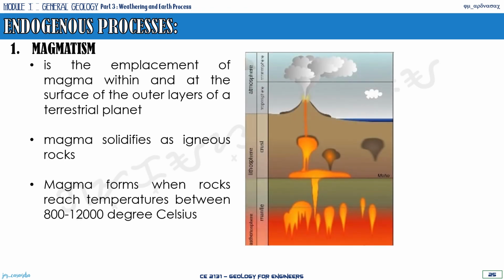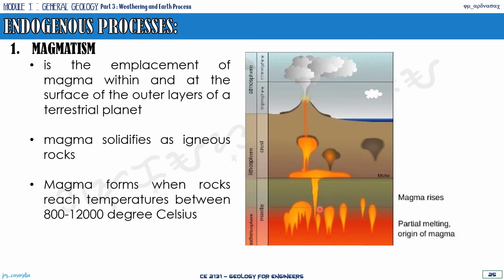So we have here a simple diagram of our layers. So we have here your mantle. So ito yung lithosphere natin, yung crust, and then upper portion of the mantle, and then we have the atmosphere. So what happens? At the mantle, there will be partial melting of the magma. So dito nag-originate yung magma. So nagme-melt siya. Pag nag-melt, what will happen?